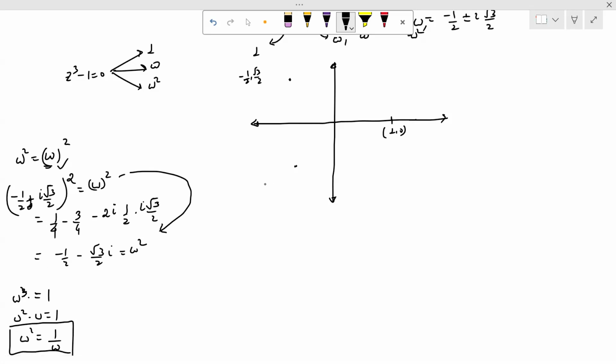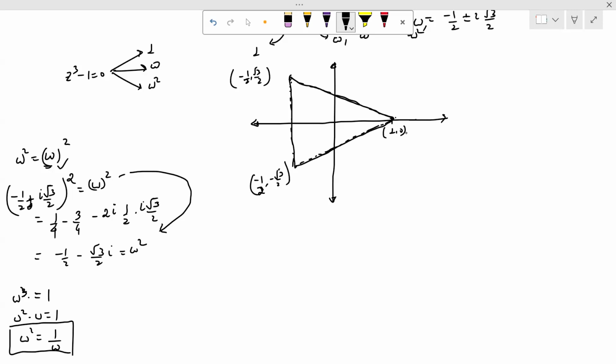Okay, so this is (-1/2, -√3/2). So this is the conjugate of that also. Now, if you join these three points, and find the distance between the point (1, 0) and (-1/2, √3/2), and between (1, 0) and (-1/2, -√3/2), you'll find that all these distances are the same.